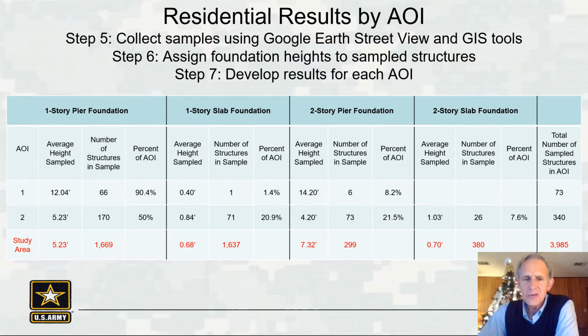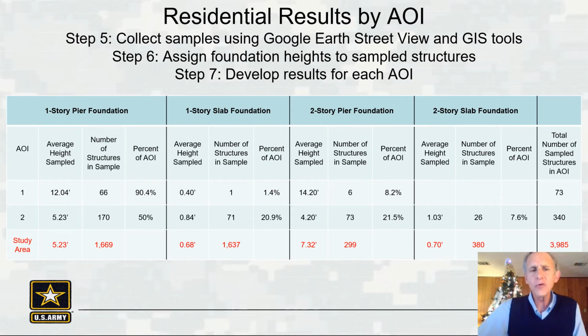Now we went to area 2. If you add up the pier, it's a little over 70% pier. And when you take the 1-story slab and the 2-story slab, obviously it has to equal 100, so near 30% being slab foundation. And then we had the average height that we got for those. The number of structures, we did 340 in that area. And you can see the information along row 2.